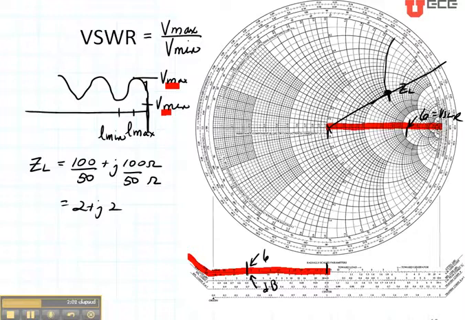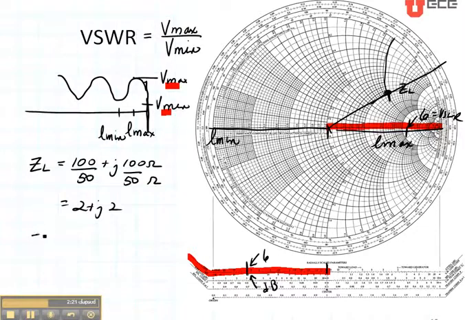Now the other thing that we want to be able to do with the Smith chart is define and notice the location of the minimum and maximum values. So right over here on this axis is going to be the location of the voltage minimum, and on this axis it's going to be the location of the voltage maximum. So let's see what happens.